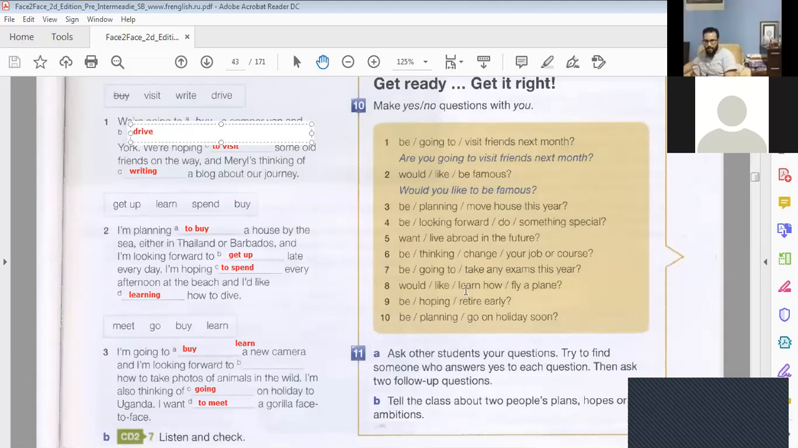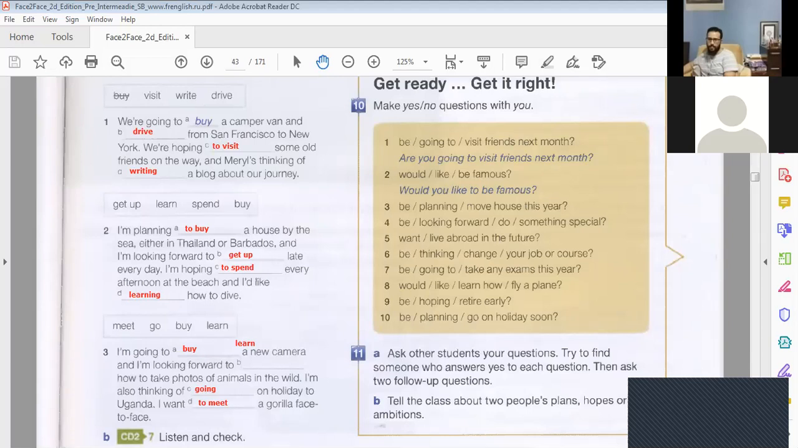Okay. Let's continue. We're hoping to visit some old friends on the way, and Meryl's thinking of writing a blog about our journey. Okay. The rest of it is correct, right? Yes, it's correct. Okay. 2. Derek. I'm planning to buy a house by the sea, either in Thailand or Barbados, and I'm looking forward to getting up late every day.